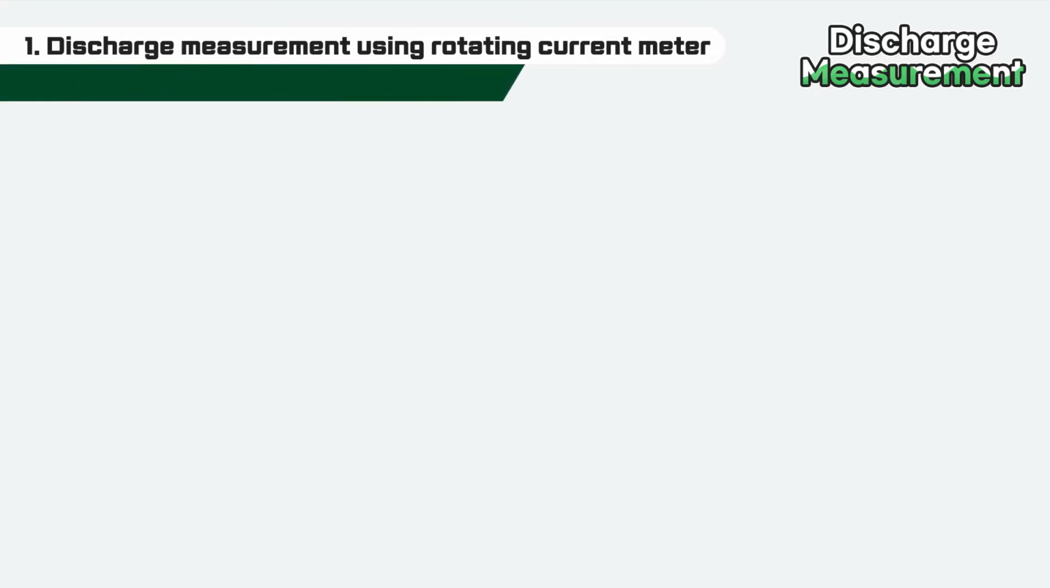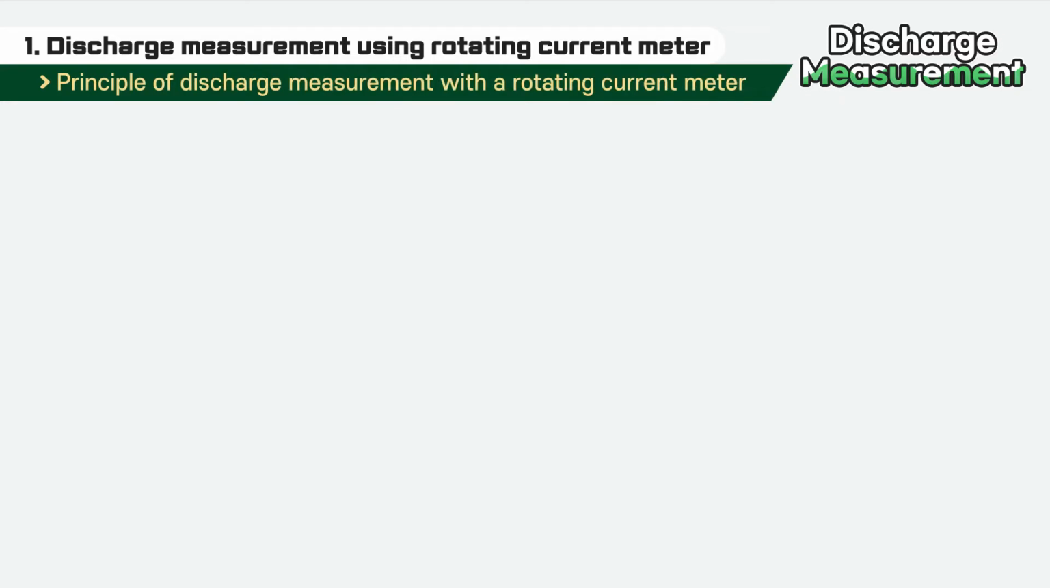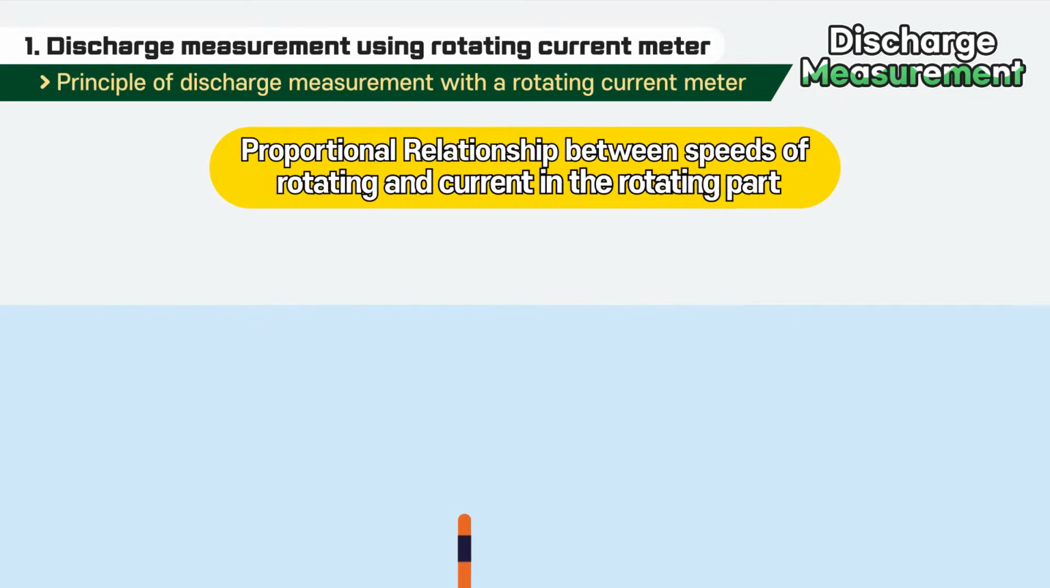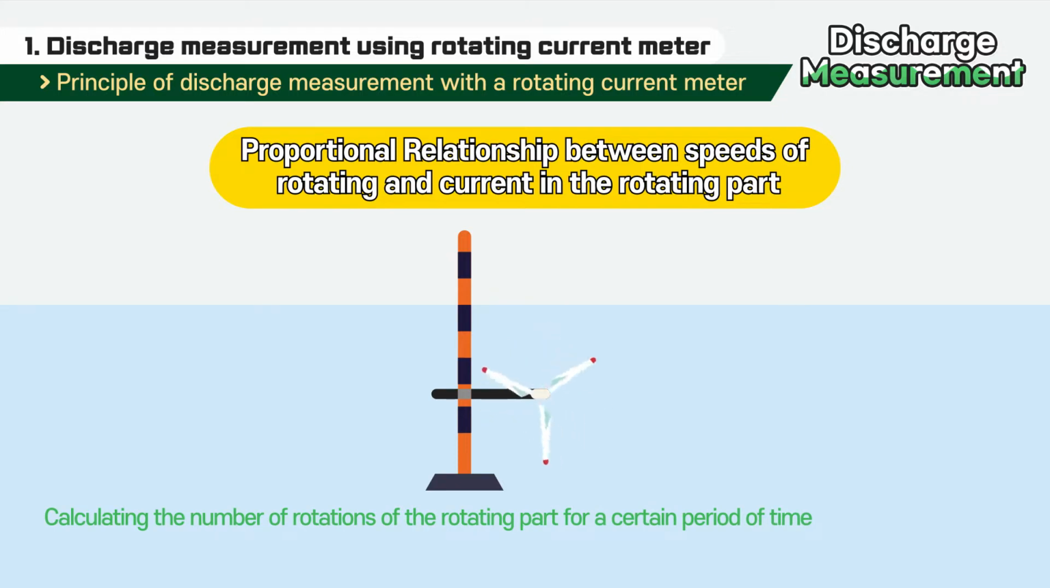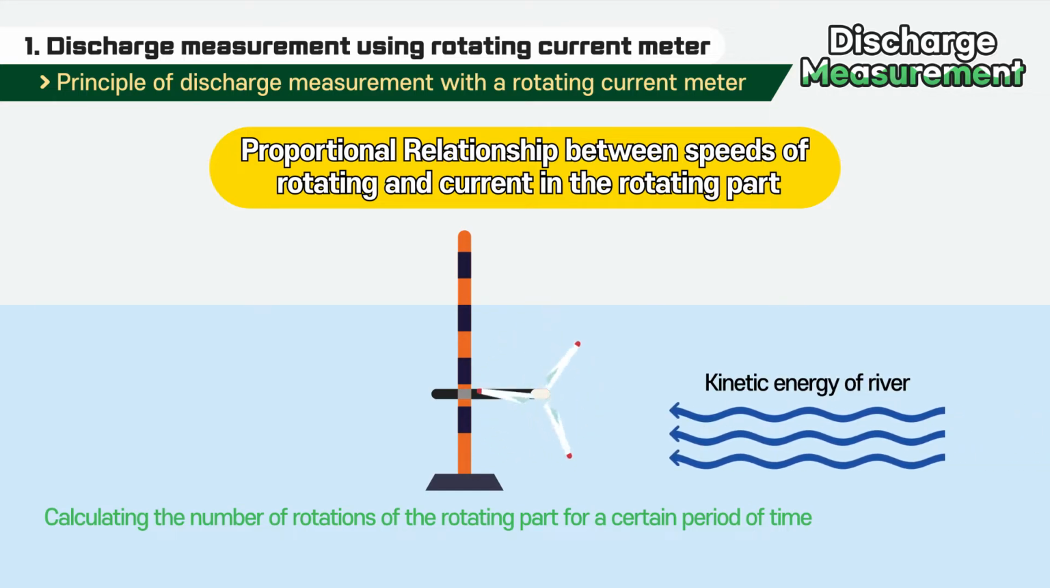First, let's find out how to measure discharge using a rotating current meter. A rotating current meter is designed to make the rotating speed and current speed proportional in the rotating part. The meter calculates the current speed using the number of rotations in the rotating part for a certain period of time, with the kinetic energy of a river.